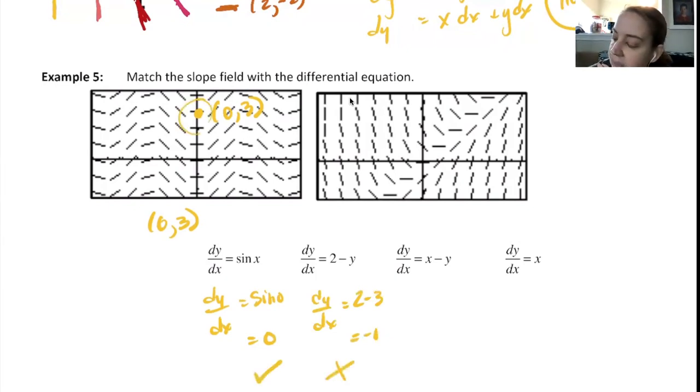This one could work. If I say x minus y, so this would be 0 minus 3, gives me a slope of -3. Does this look like a slope of -3? Nope. And dy/dx equals x, so dy/dx would be equal to 0. Ah, that one works as well. So you have 2 points that work for that (0, 3) that we tried. So now you have to try another point.